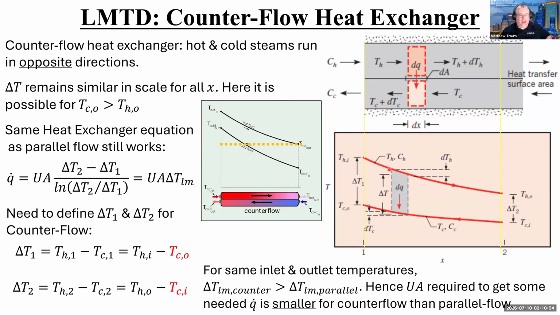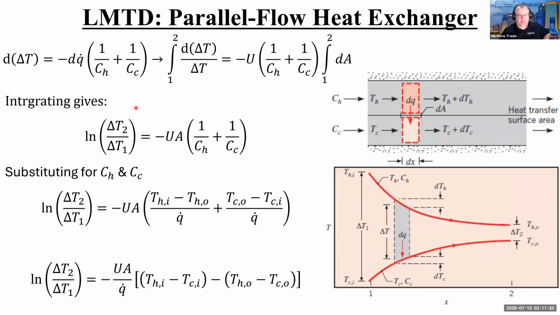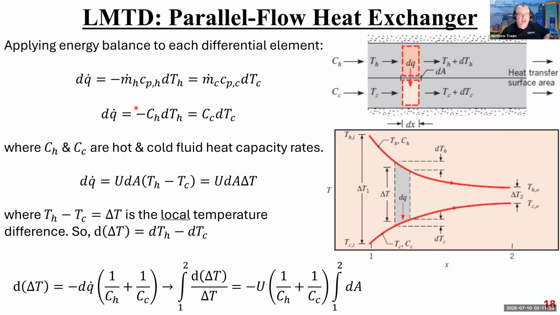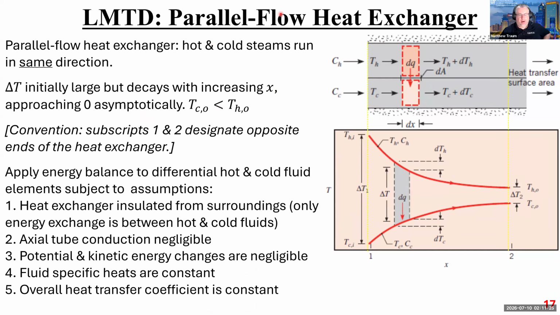They're getting colder and hotter by about the same amount, and so that's what this means: delta T remains about the same. We'll see later that that's very helpful. The other thing is that you can run into a situation where the outlet of the cold stream is actually hotter than the outlet of the hot stream. Now this seems counterintuitive. It was actually impossible before in parallel flow heat exchangers.